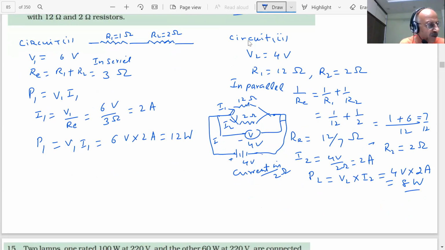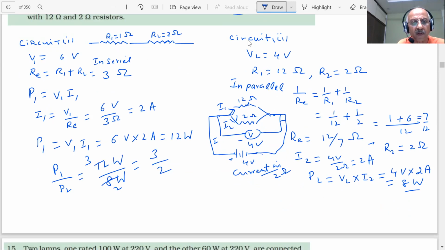So what will be the ratio of the two? P1 by P2 will be 12 watt divided by 8 watt. What is the ratio? 3 by 2. So P1 to P2 will be equal to 3:2. What is the answer coming?